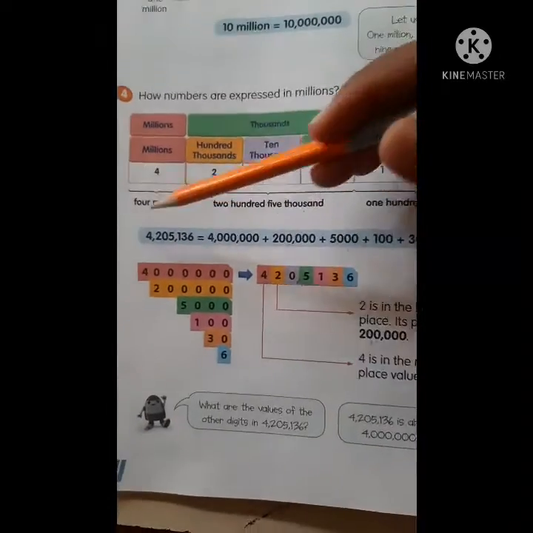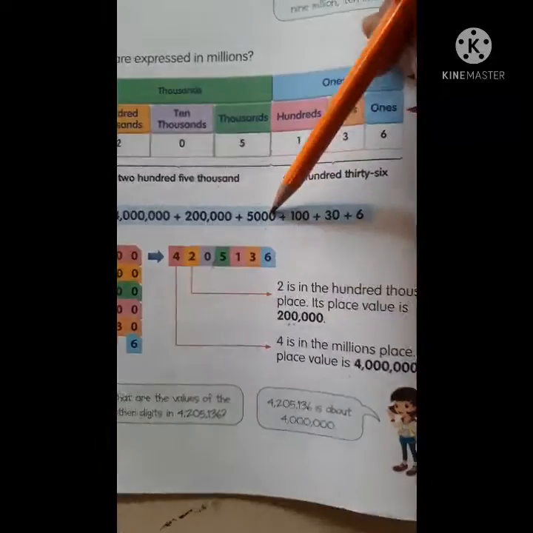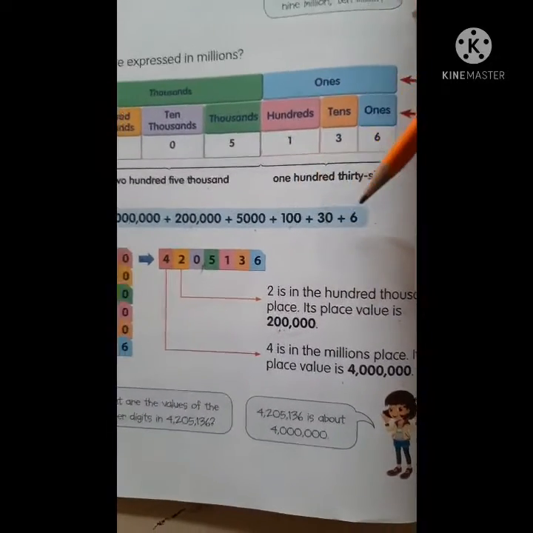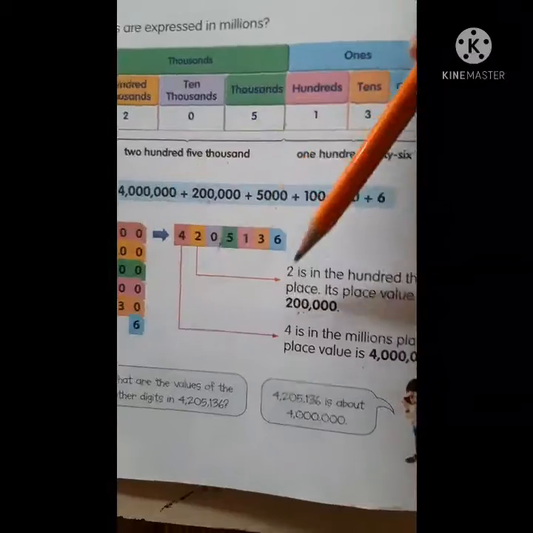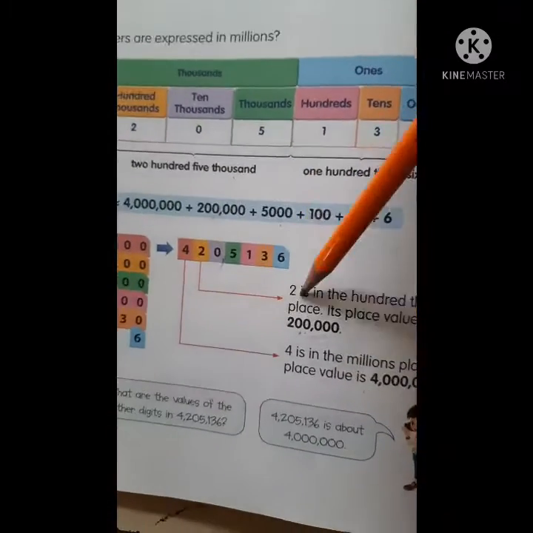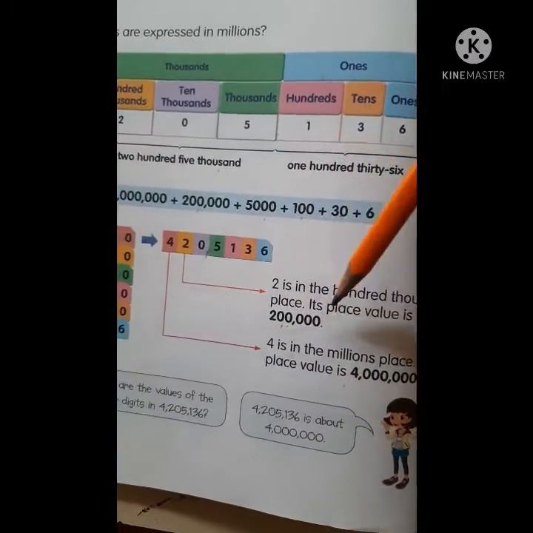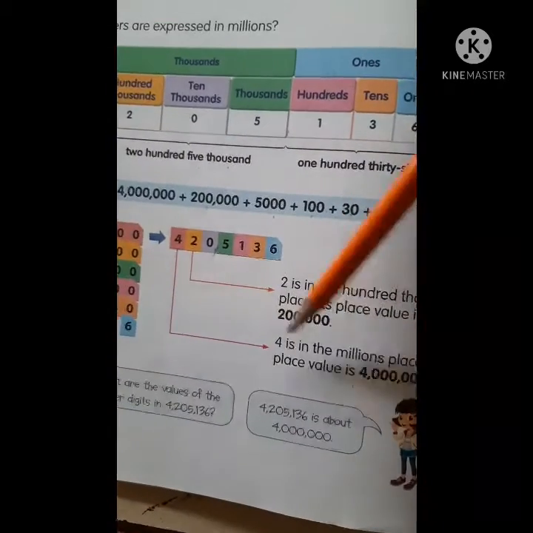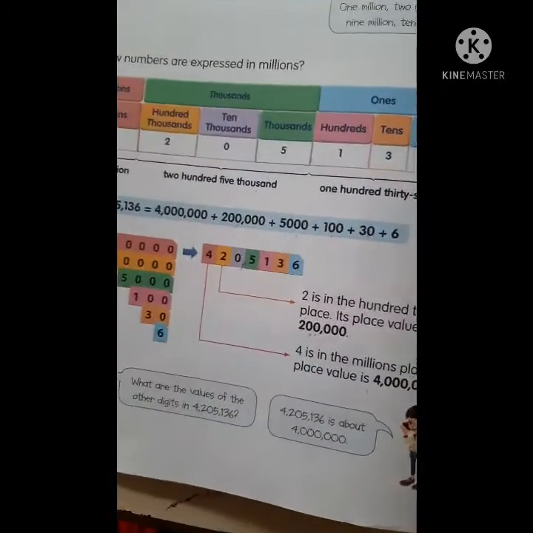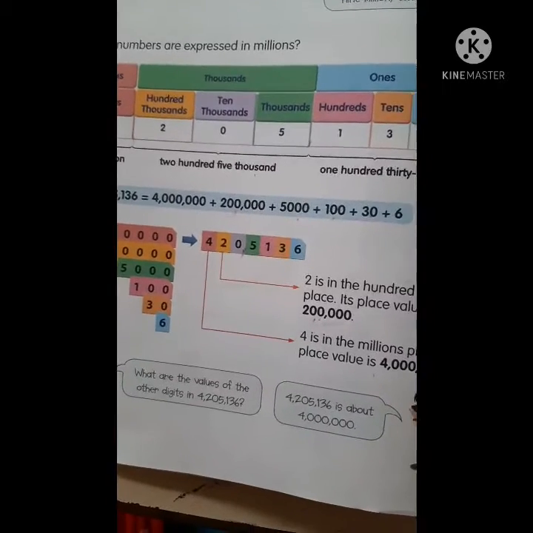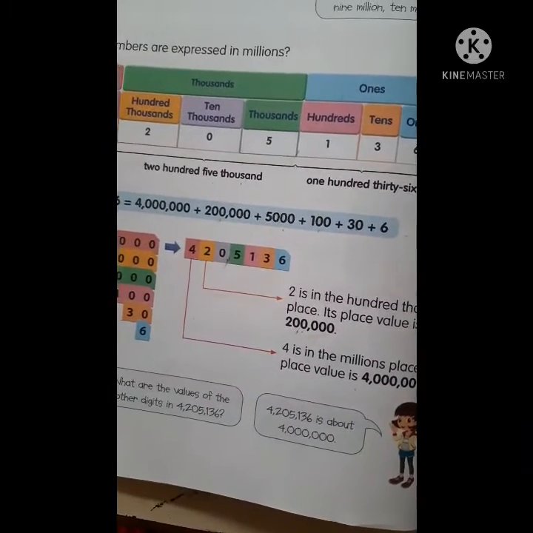See here, it will be 4 millions plus 200,000 plus 5,000 plus 100 plus 30 and plus 6. So we will write it like this. Again, if we have to divide this by place value, see, it is like this. 2 is in the hundred thousands place. Its place value is 200,000. 4 is in the millions place. Its place value is 4 million. You can see, in the same way we have to write in numeration.